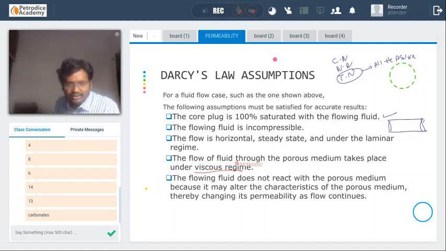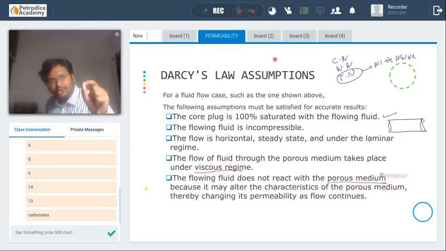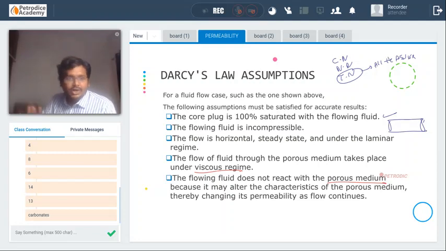Okay, and the last and final one is that this particular fluid must not react with the rock matrix of the core sample. If it reacts, the permeability of the rock will change with time, which we do not want. So these are the main important assumptions of Darcy's law. You need to make sure all these conditions are followed to give accurate results using Darcy's law. Okay guys, do write it carefully.